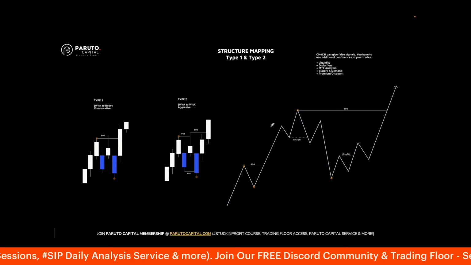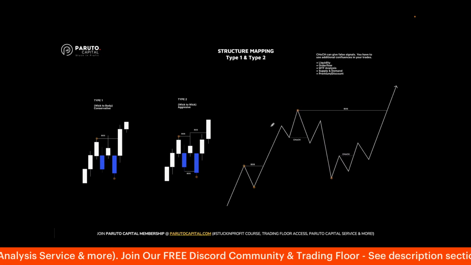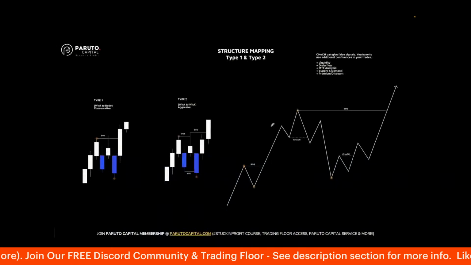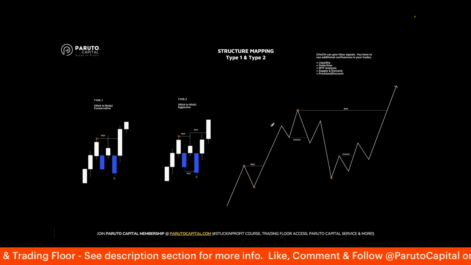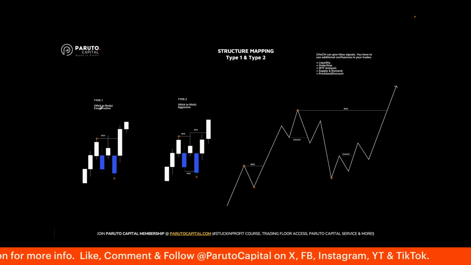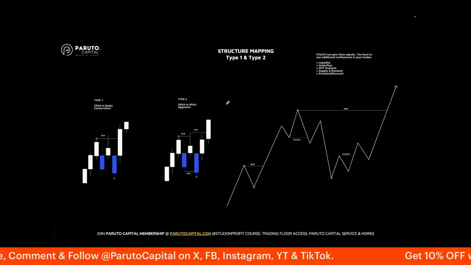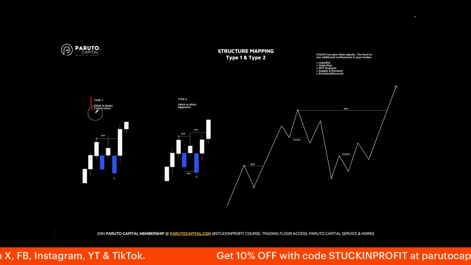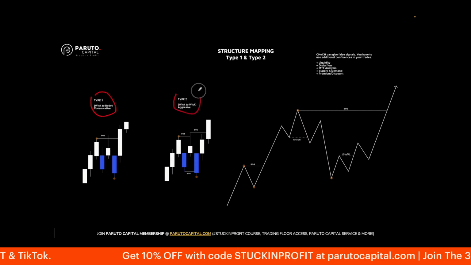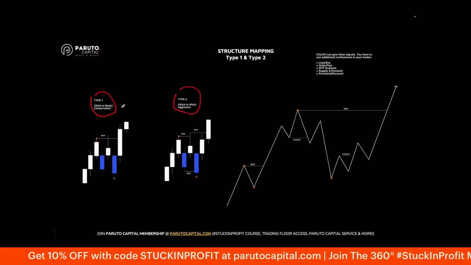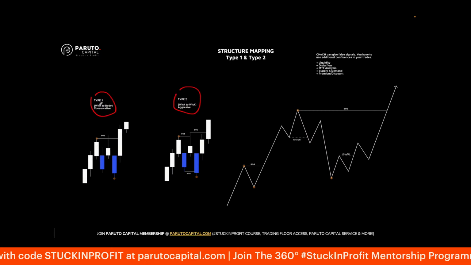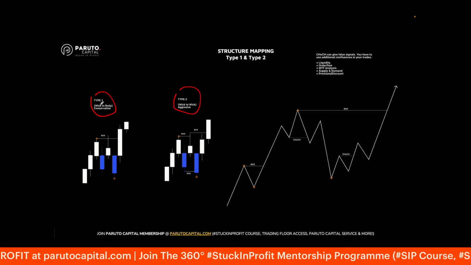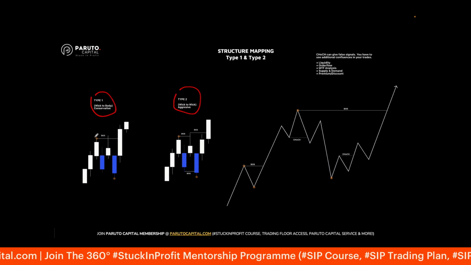Now let's look at structural mapping of the market structure, and how to really interpret this in terms of the candlesticks on your chart. There are two types of mapping that are mostly used, and that I also mostly use. You have the type 1 mapping, and you also have the type 2 mapping. When we talk of the type 1 mapping, it goes from wick to the body.